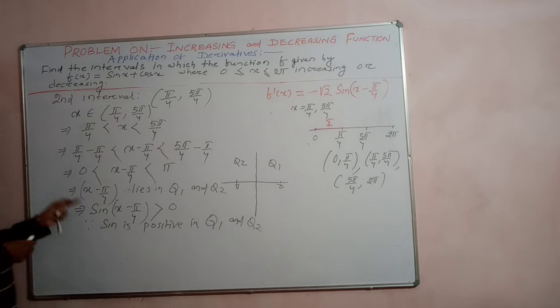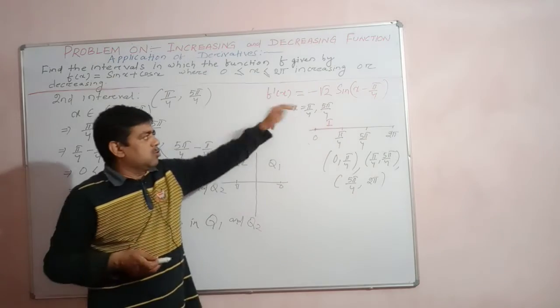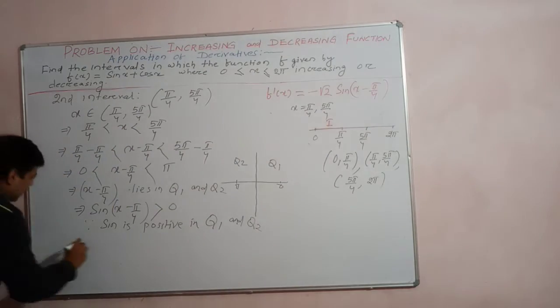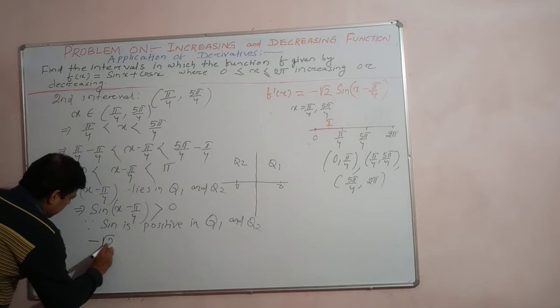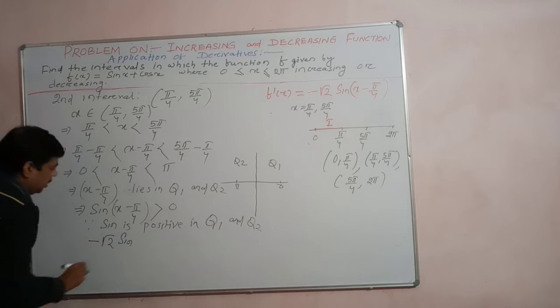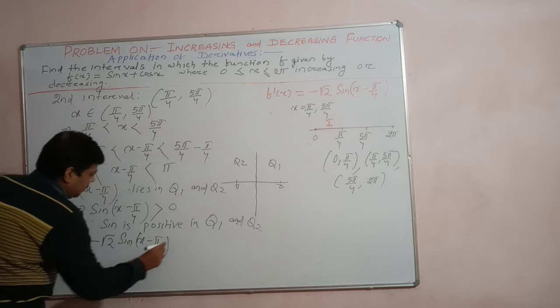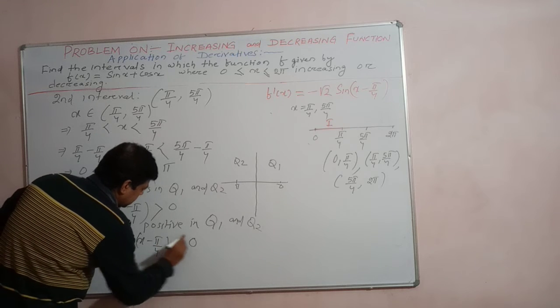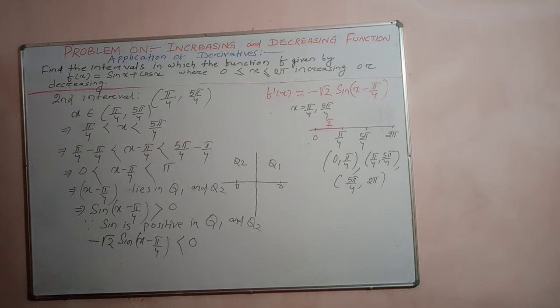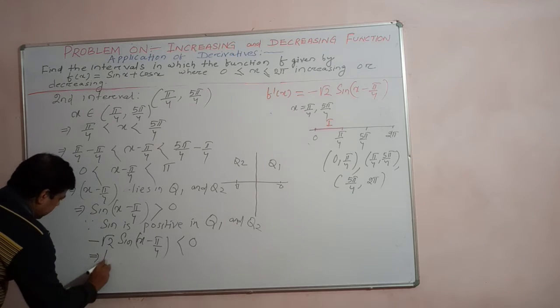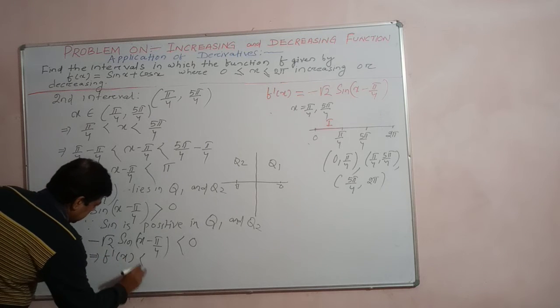Understand? So since sin of x minus pi by 4 is greater than 0, here f dash x is minus root 2 sin of x minus pi by 4. Let us multiply by minus root 2. If you multiply by minus root 2, the greater than will become less than. Yes or no? That implies f dash x is less than 0.